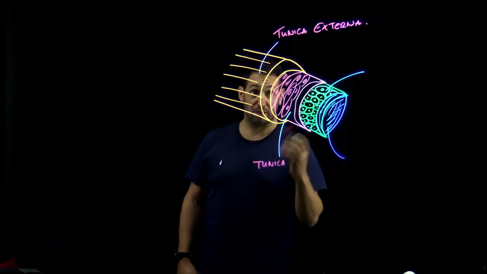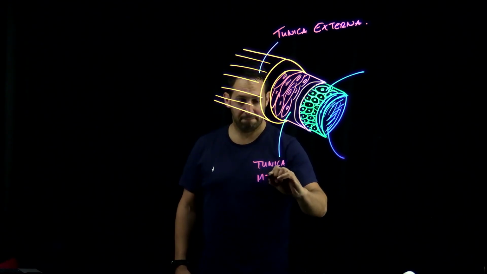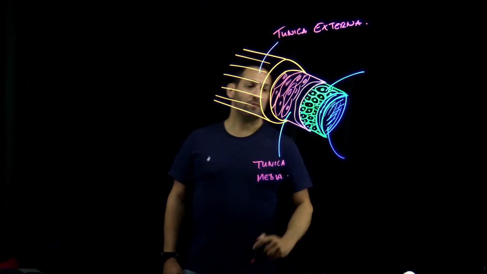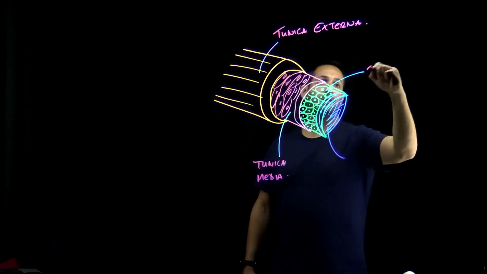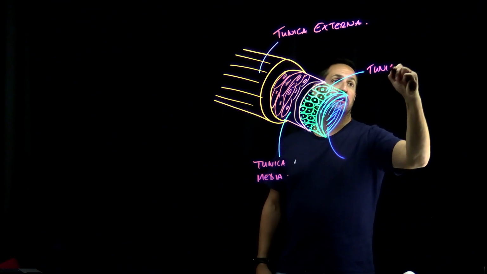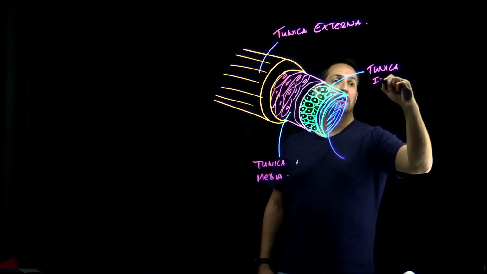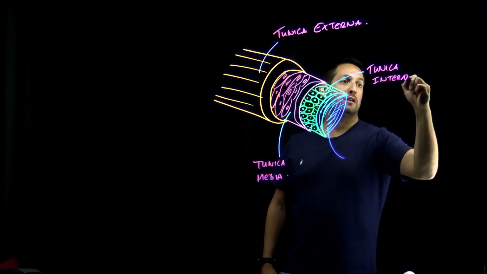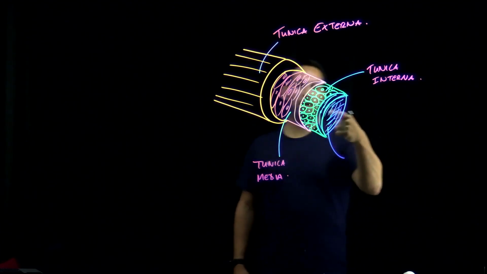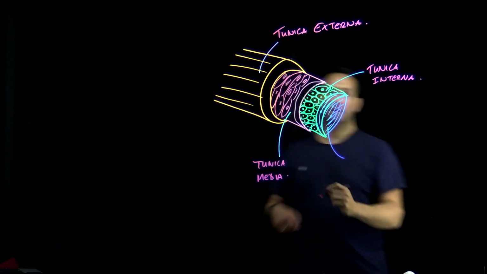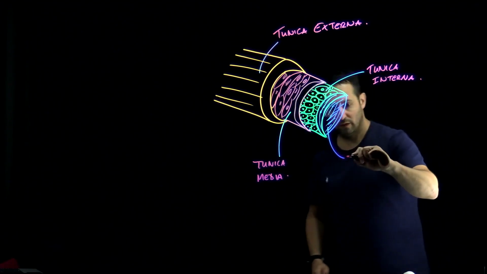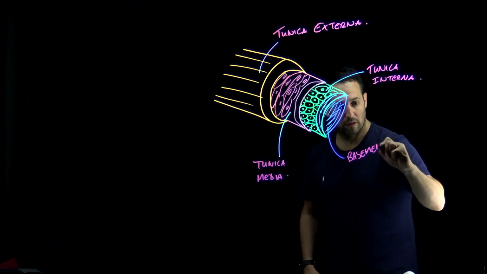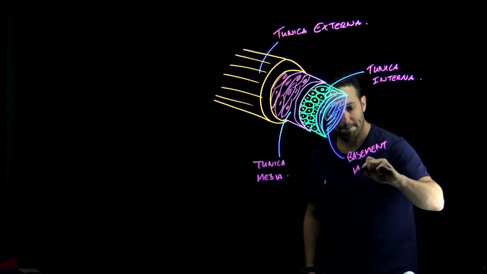Tunica media is the middle layer. And this is internal, tunica interna. And then inside here, this little guy here, it's the basement membrane.